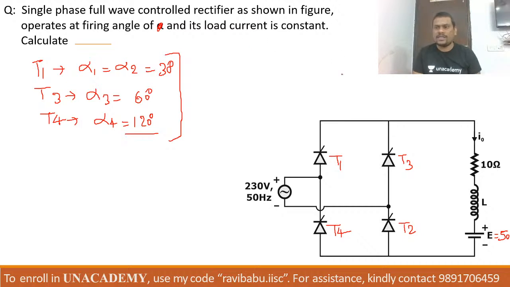Our I naught current is constant. The value of R is 10 ohm. The value of E is 50 volt. And the triggering angle alpha for SCR T1 and T2 is 30 degree after coming into forward blocking mode, T3 is 60 degree and T4 is 120 degree. So see properly what is the most important thing here.